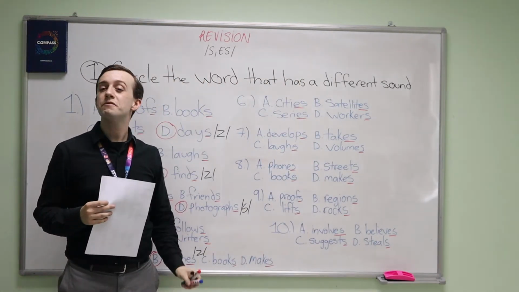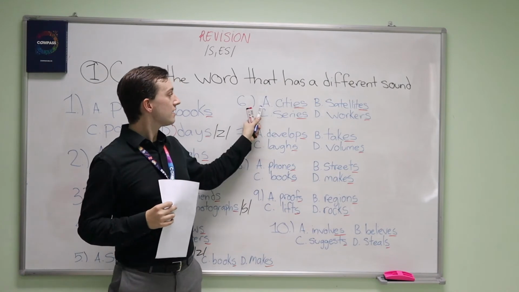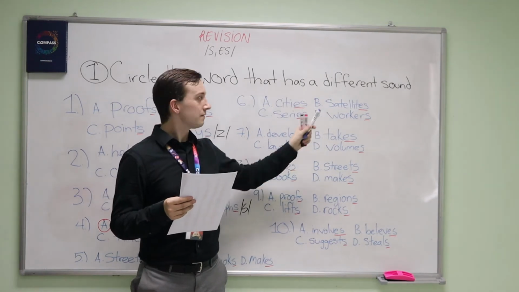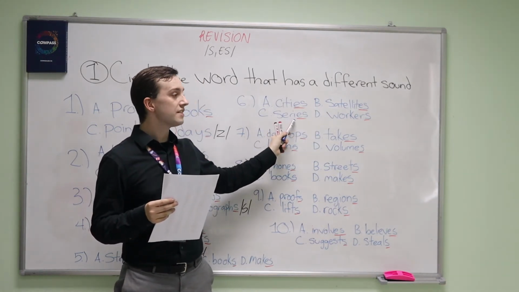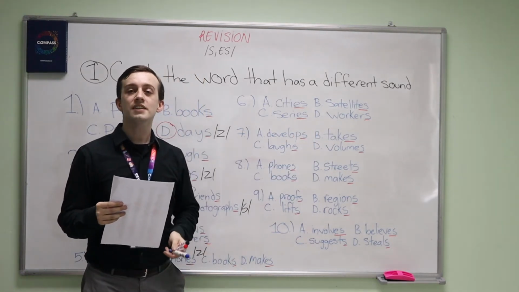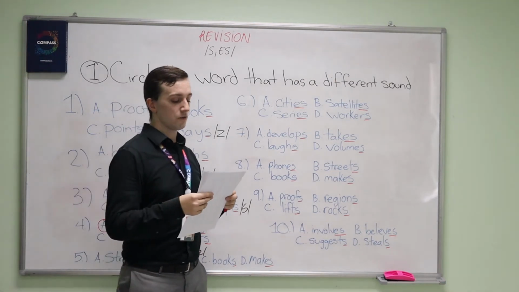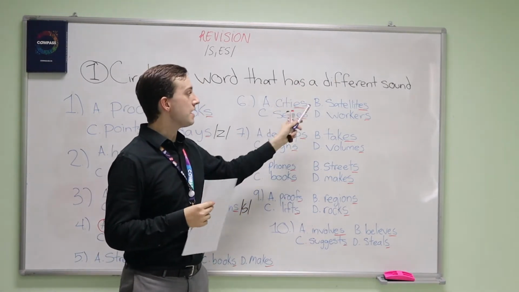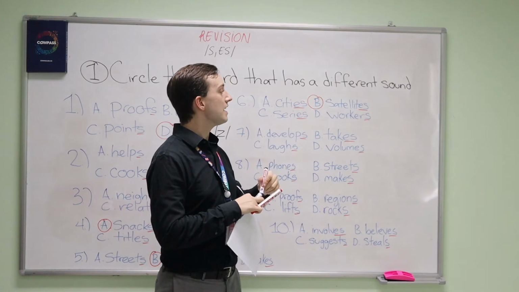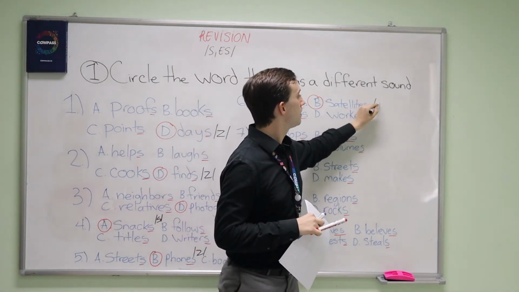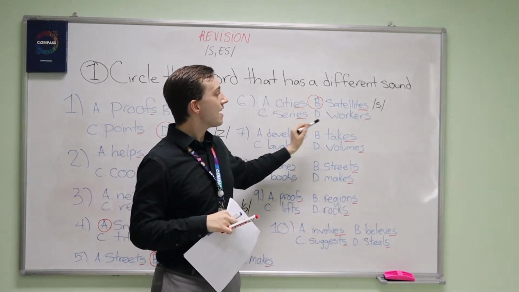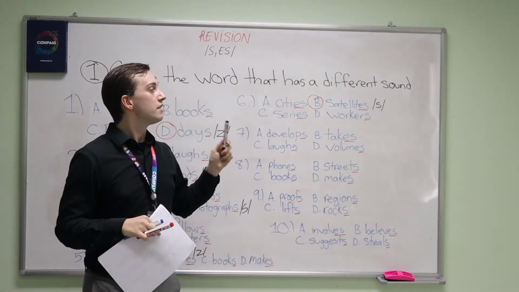Alright, now it's time for question 6. A is cities. B is satellites. C, series. And D, workers. In question 6, the different pronunciation is letter B, satellites. Because in this question, ES makes the sound S. But in A, C, and D, ES and S make the sound Z.